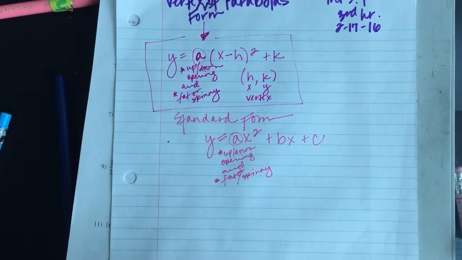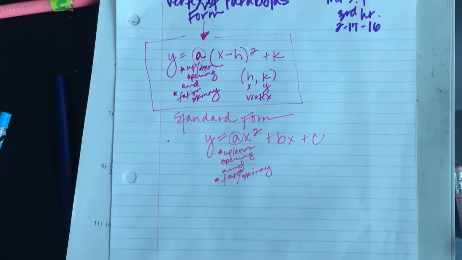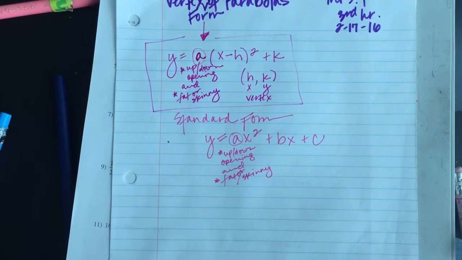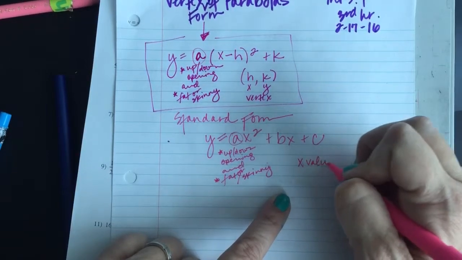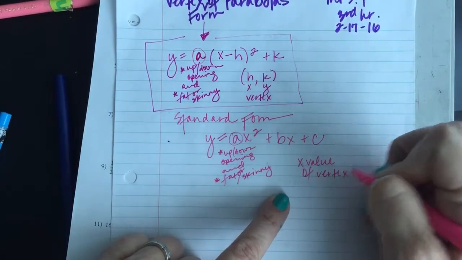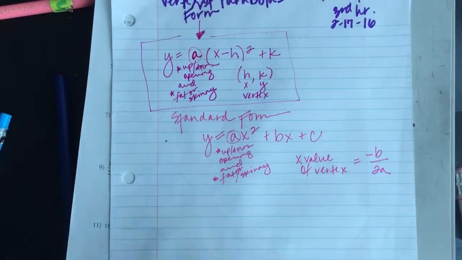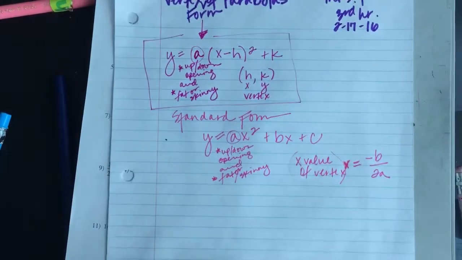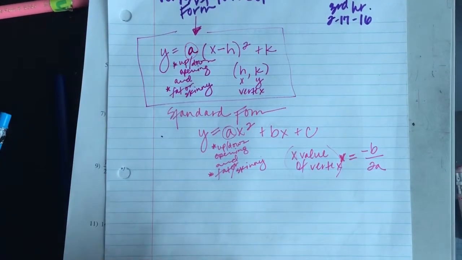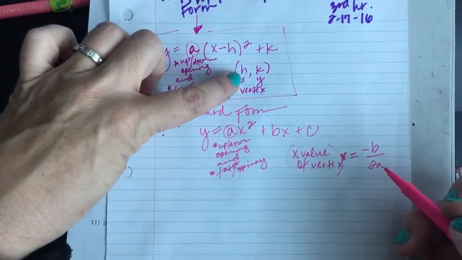When it comes to identifying the vertex in standard form, we can't see it just by the values in the equation like we could with the h and k. The x value of the vertex comes from negative b over 2a. Just remember, x equals negative b over 2a is the x value of the vertex. So realistically, this negative b over 2a would be the h in the vertex form equation.